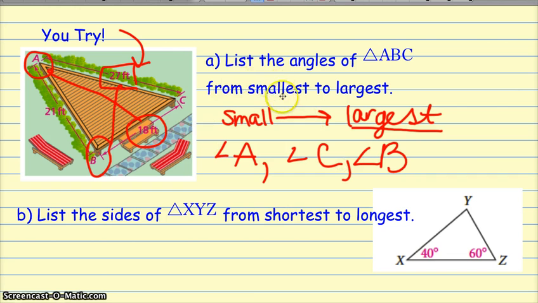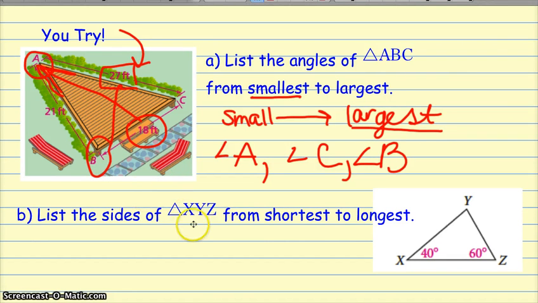So the smallest angle is across from the smallest side. And if we were able to figure out that angle measurement, it is going to be smaller than, say, angle B. Visually, angle A is smaller than angle B.